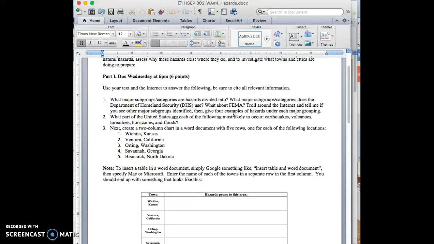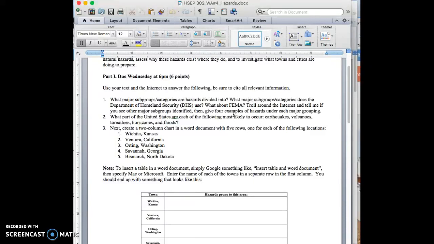So after you do number 1, number 2: what part of the United States are the following most likely to occur in? There are some websites that I give you that you can look at for this information. But earthquakes, so what state? You could tell me state. You could tell me region. I know Alaska has many, but also the West Coast. But then what do we say now that Virginia had one a few years back?